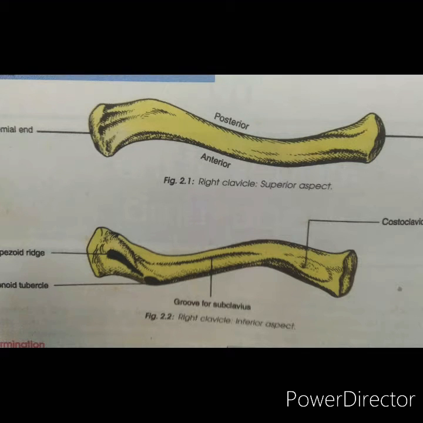Now let's see the lateral and medial ends. The lateral or acromial end is flattened from above downwards. It bears a facet that articulates with the acromion process of the scapula to form the acromioclavicular joint. The medial or sternal end is quadrangular and articulates with the clavicular notch of the manubrium sterni to form the sternoclavicular joint. The articular surface extends to the inferior aspect for the articulation with the first costal cartilage.